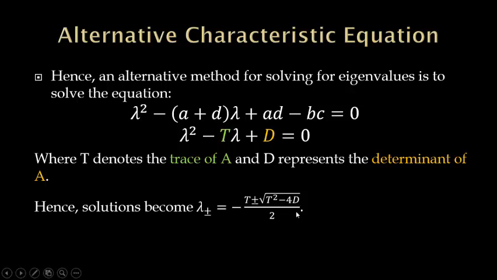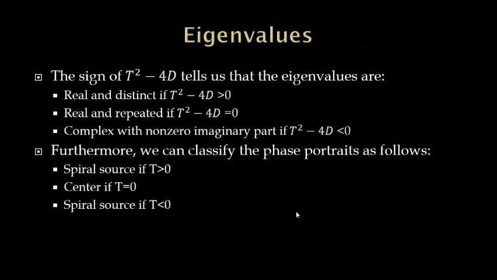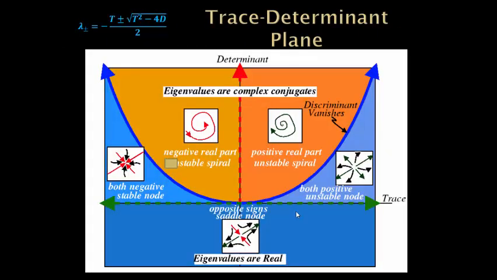I'm going to show you a couple images. I didn't create these, but these are good images that I picked up a long time ago. There are probably better ones now that we have better technology. But for the trace determinant plane, if you consider your characteristic equation of this form so that your eigenvalues rely on that discriminant, then you break the plane up into these cases.